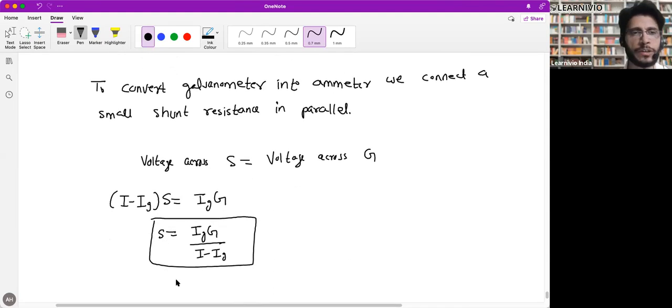So you can say that your shunt resistance is inversely proportional to the range of ammeter. So greater the range of the ammeter, smaller would be the value of shunt resistance. If you want to build an ammeter of range 0 to 10 ampere, you use a particular shunt resistance. But if I want to convert this into an ammeter of range 0 to 100 ampere, then the value of shunt resistance would be smaller.